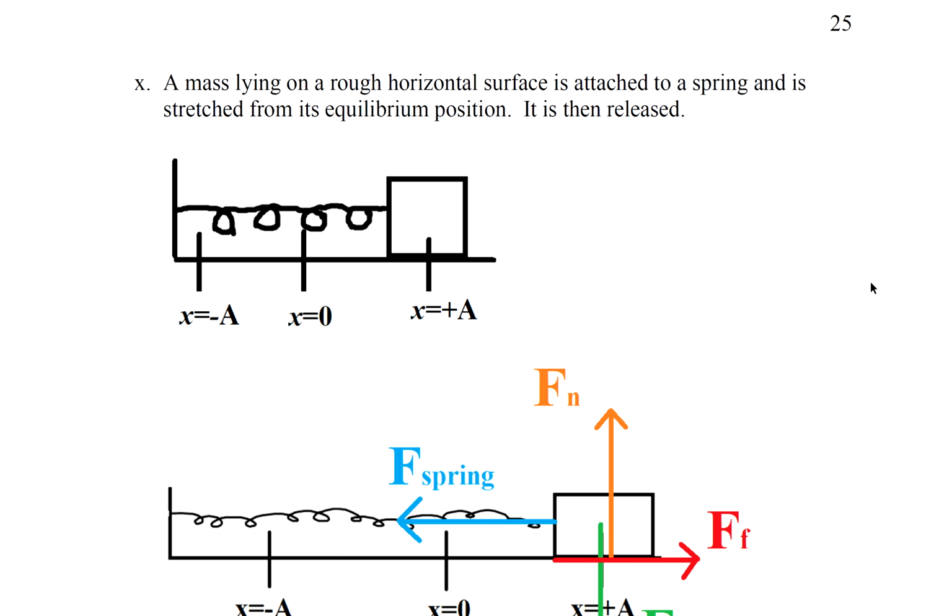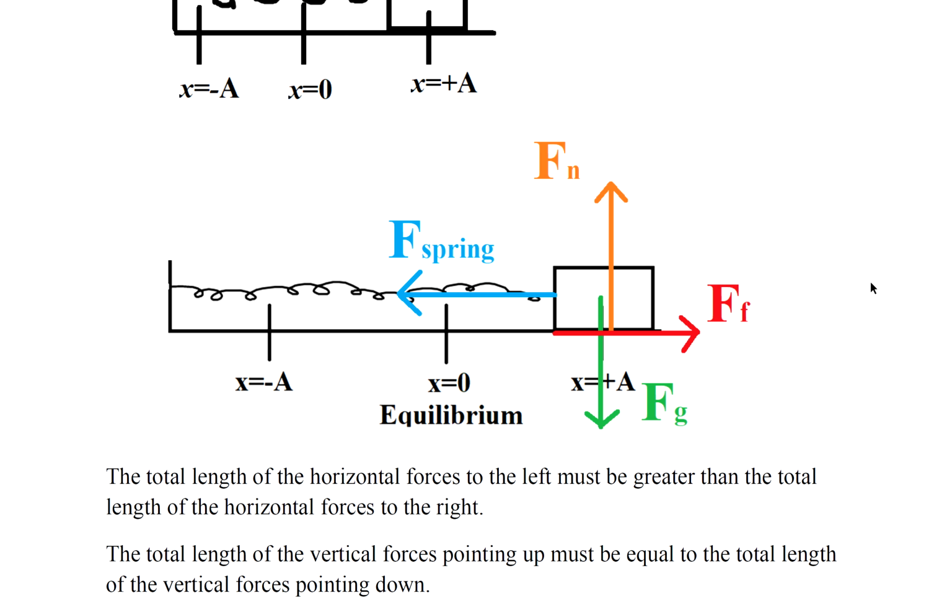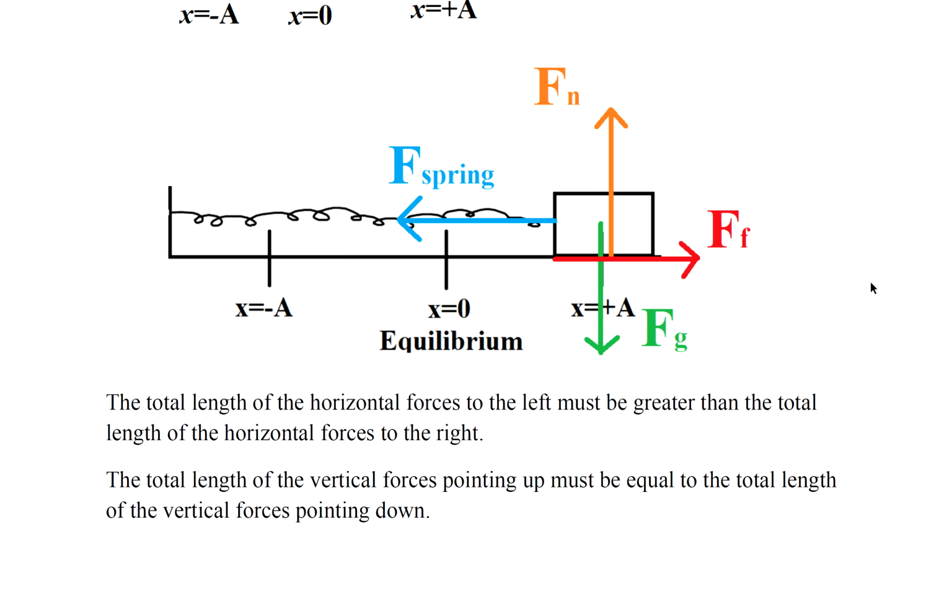Part X, a mass lying on a horizontal surface is attached to a spring and is stretched from its equilibrium position. It is then released. So at the equilibrium position, x equals 0, the object will not move left or right. Once you stretch it to x equal plus a, and you release it, this mass on a spring will accelerate to the left. That's why force of spring is longer than force of friction. And force normal in length should be equal to force of gravity in length.